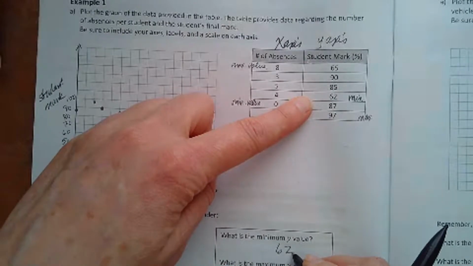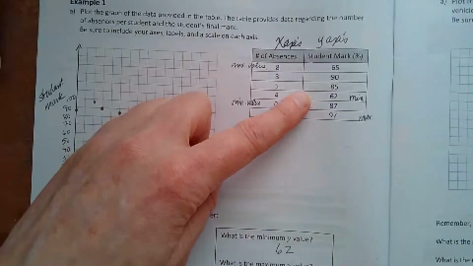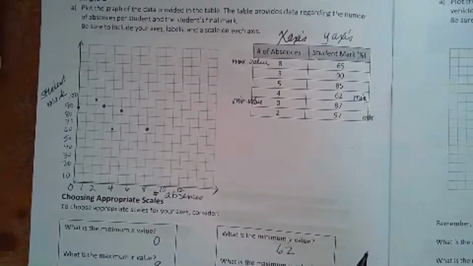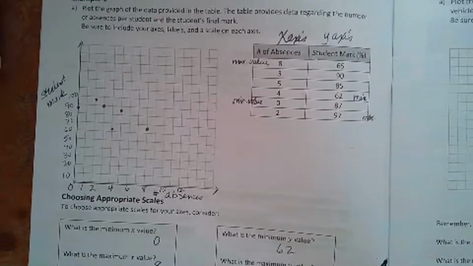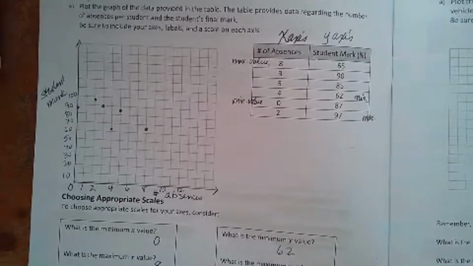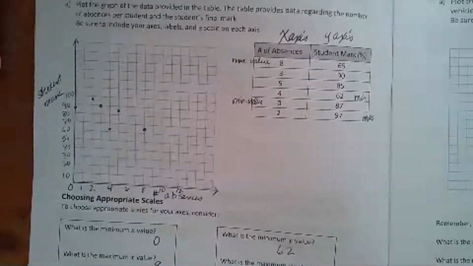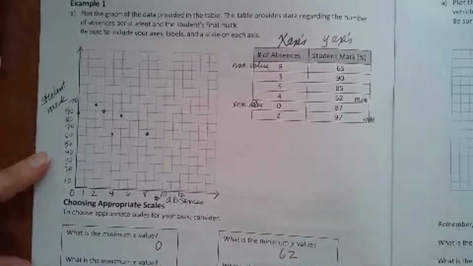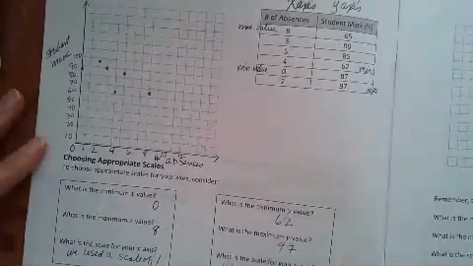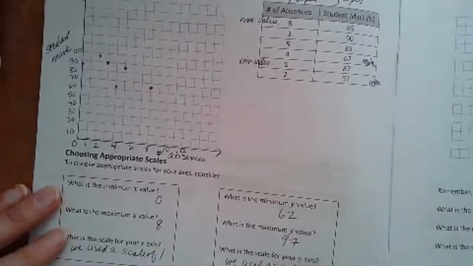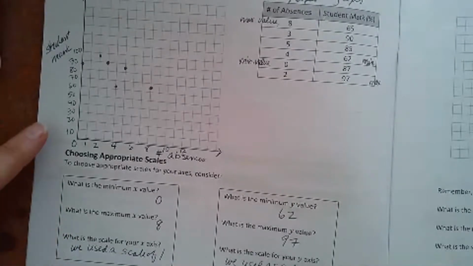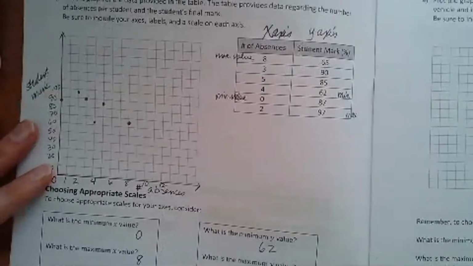What is the minimum Y value? Well, we had recorded that as 62 and the maximum is 97. And we used a scale of 10, meaning we started counting by tens. Okay. Notice that in many cases, negative numbers are not needed. In these cases, we just need quadrant 1, which is what we did. We just used quadrant 1.